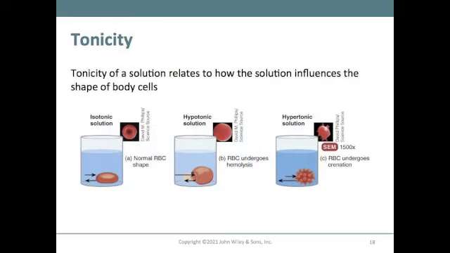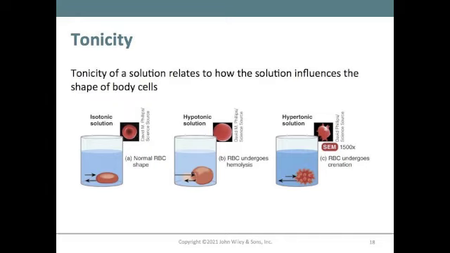And that brings us to tonicity. A solution's tonicity is a measure of the solute's ability to change the volume of cells by altering their water content. So looking at figure 3.9 on page 73, we can see that red blood cells placed in an isotonic solution maintain their shape because there is no net water movement into or out of the cells.